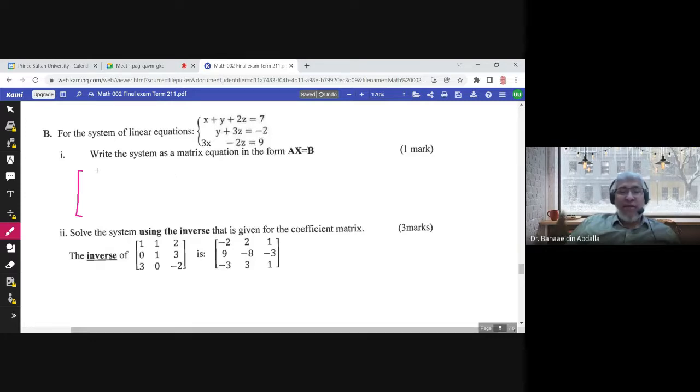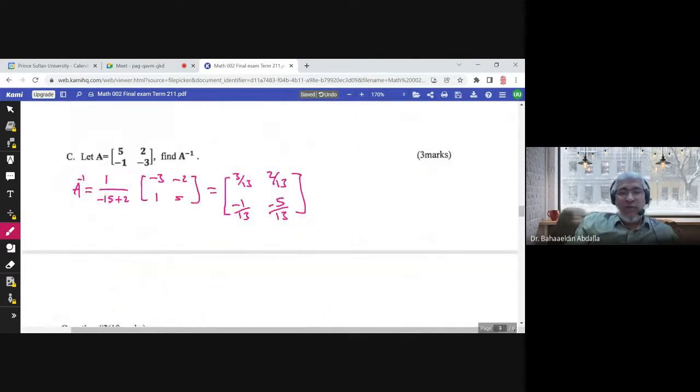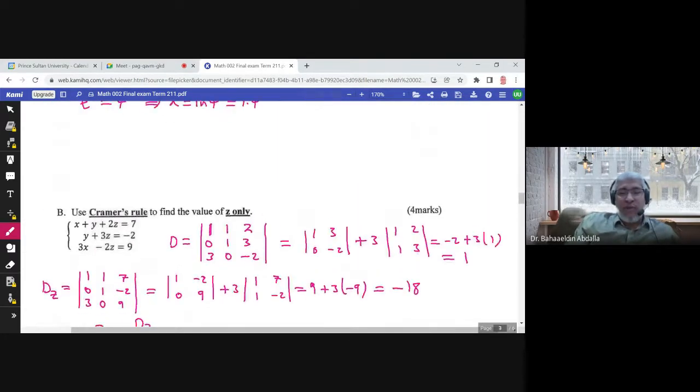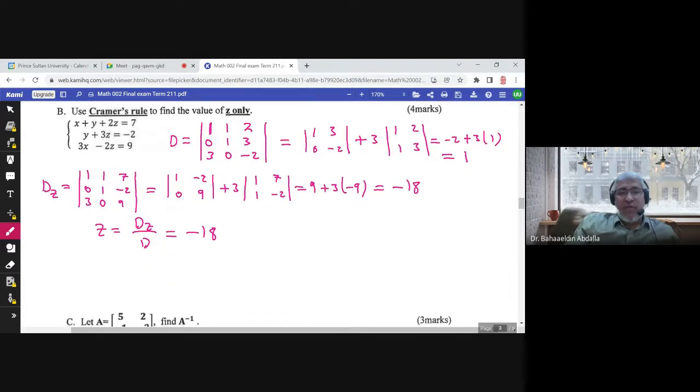A is the coefficient matrix. 1, coefficients of x 0, 3, and coefficients of y 1, 1, 0, and coefficients of z 2, 3, negative 2. I think this is the same question, just we are asked this one. Yeah, it is the same question exactly. So we know that z is negative 18.